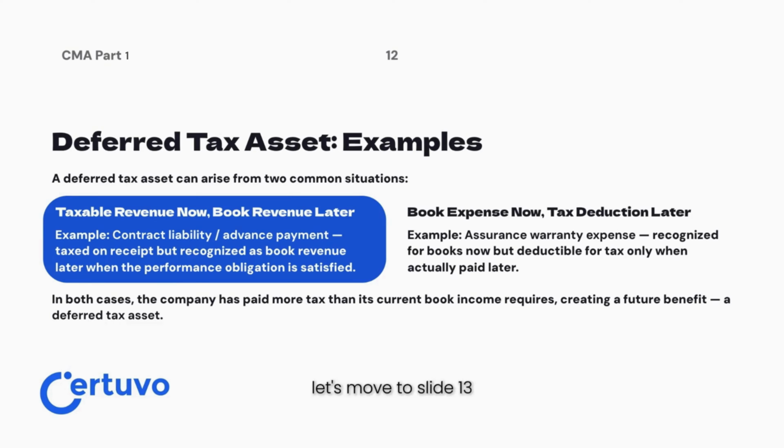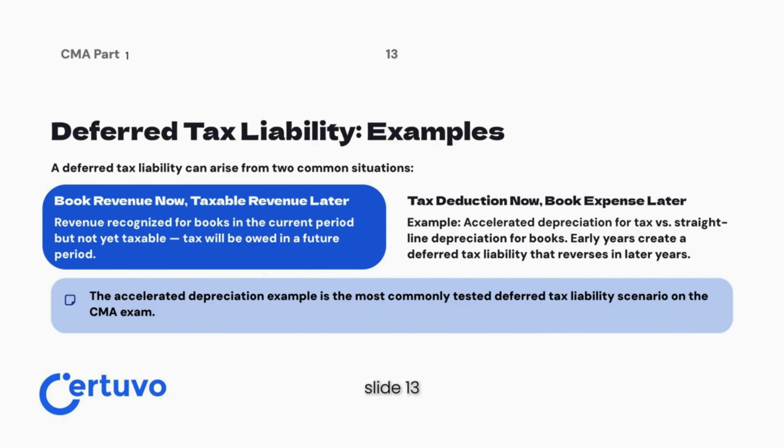Let's move to Slide 13. Slide 13 now gives examples of a deferred tax liability. The slide says a deferred tax liability can arise from two common situations. The first is book revenue now, taxable revenue later. That means revenue is recognized for books in the current period, but it is not yet taxable. So tax will be owed in a future period.